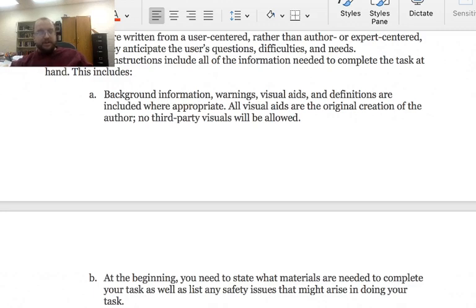And of course, as always, you want your instructions to be written in the active voice, right? You're commanding someone to do something, so you want that person to be the subject of your sentence.